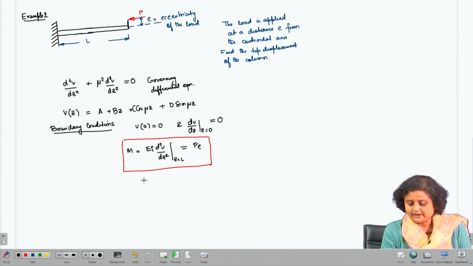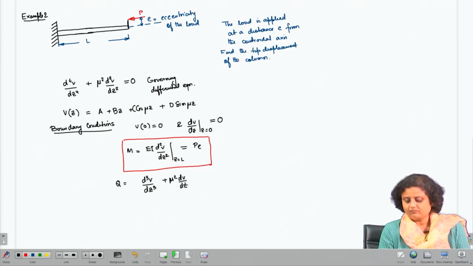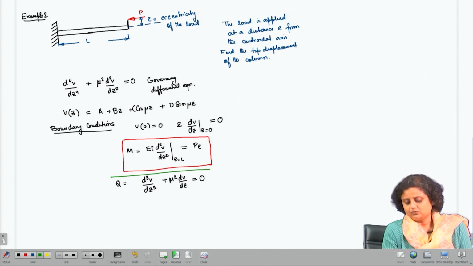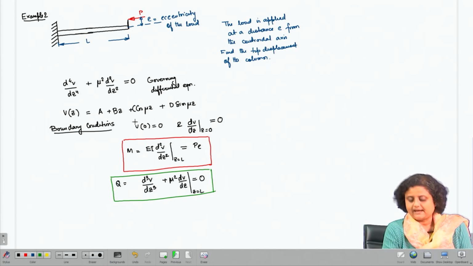And then the third condition is the shear force, which is d3v by dz cube plus mu square dV by dz equal to 0 at z equals L. So, this is going to remain as is. This one and the first two are going to remain the same.